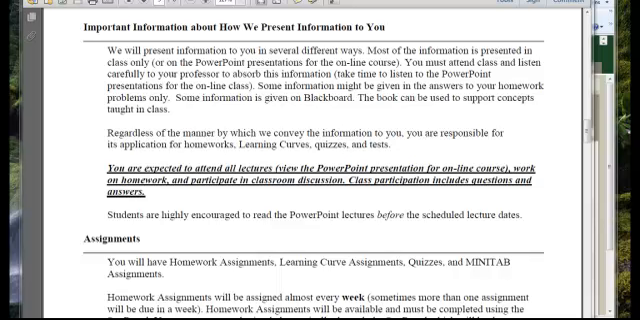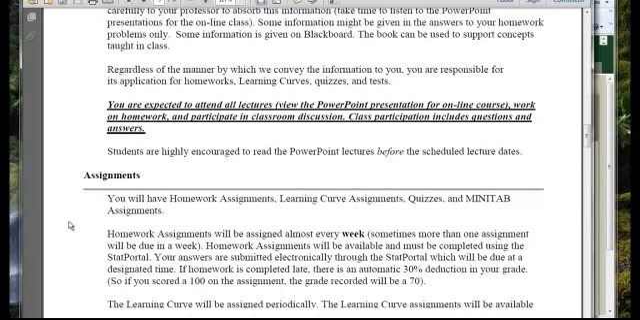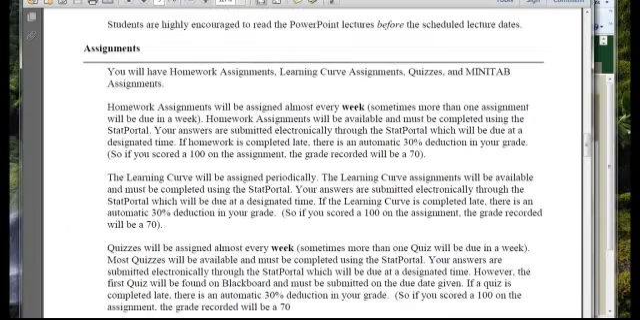You're expected to listen to all the lectures and to look through all the PowerPoints and to participate in the class. Assignments that you'll have, well, you'll have homework assignments, learning curve, and quizzes. And you'll also have mini-tab assignments. It's very important to understand this.